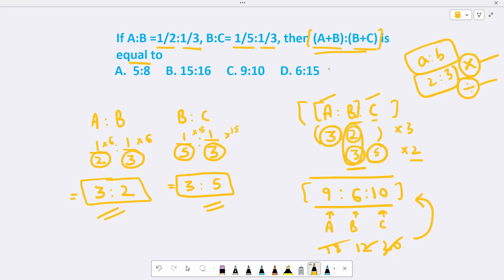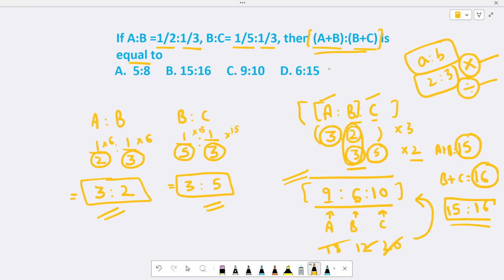Since here no value is given, we'll directly depend upon these ratios because they are our sole values. So a plus b gives us 15, that is 9 plus 6 will be equal to 15. This will be a plus b. And then b plus c will be equal to 16. Now they're asking the ratio of a plus b to b plus c. So we'll simply write 15 is to 16.